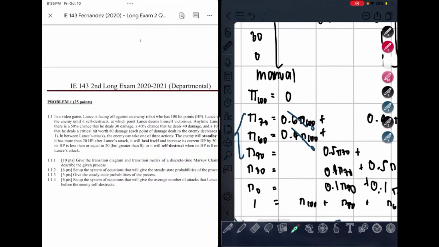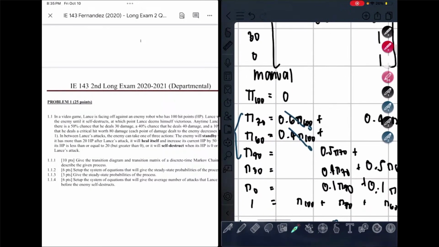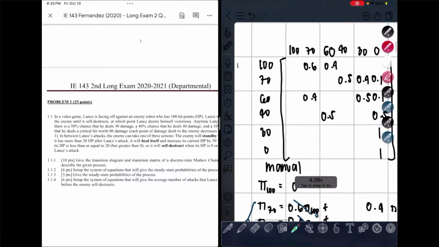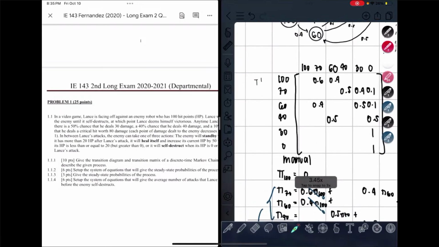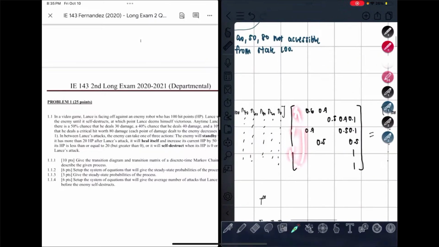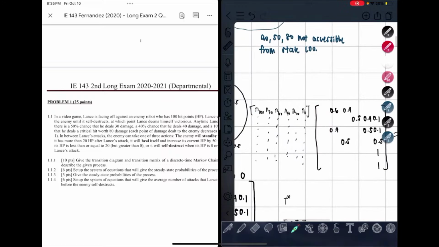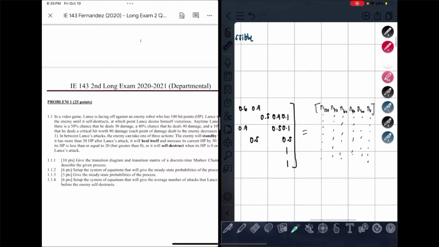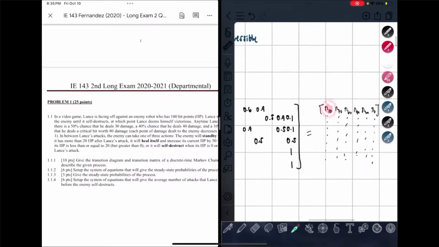So we have 7 simultaneous equations. The first information that we have is that pi 100 is 0. Why is this the case? Because pi 100 is equal to this row, this column multiplied by this. So obviously all of those are zero. And that's equal to pi 100.